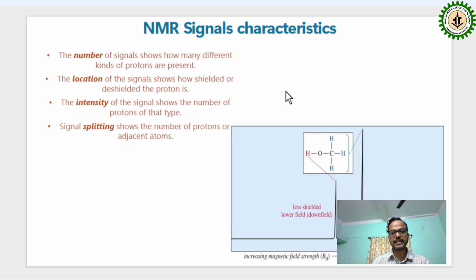That means the intensity of the signal shows the number of protons present in that region. Under this peak we have three hydrogens, so this peak is much higher. This peak is much more on the right-hand side because it is shielded hydrogens. This peak is much more on the left-hand side because it is deshielded hydrogen. This peak is smaller because it contains only one hydrogen. Splitting we will understand in the next lecture.